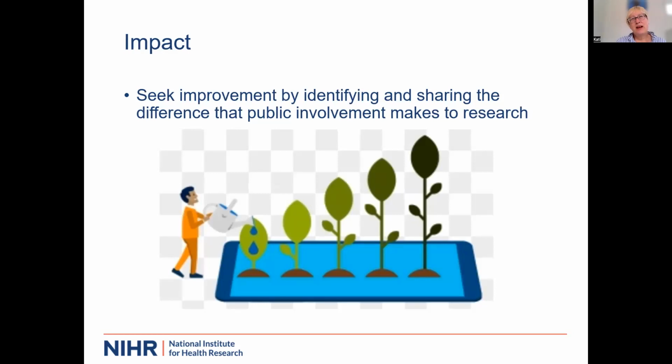Impact. So I guess this is about improving your research and the research process by identifying and sharing the difference that public involvement makes to research. Often people say it does make a difference, but you will be asked how it has made a difference. There are lots of ways you can do that with your PPI team throughout a project. You can hold reflective spaces where people have a chance to think and explore in a safe space how their contribution is impacting on the project. And you can keep minutes, or notes of focus groups or meetings you've had with your PPI team, to note down what they've said and how that's impacted the project.